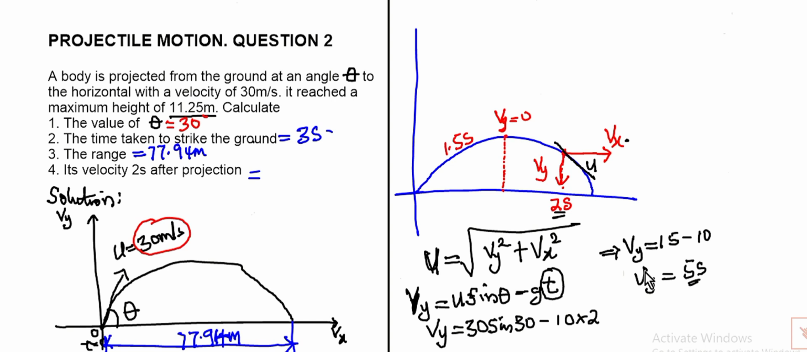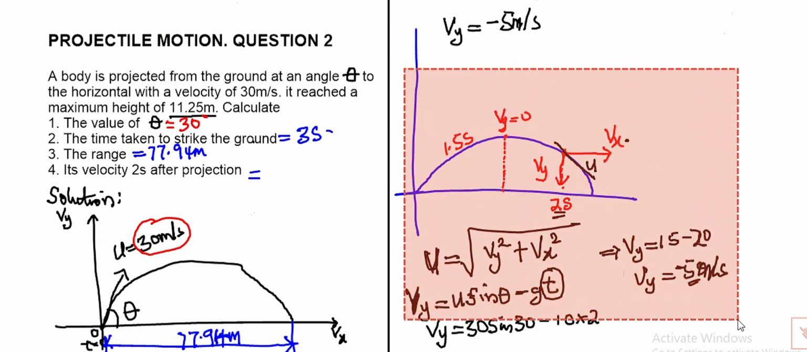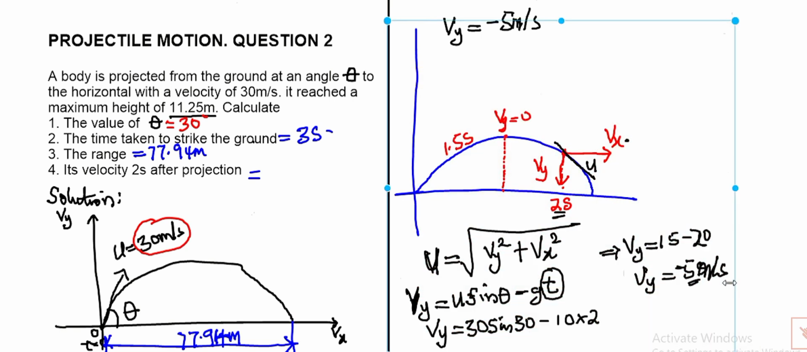So Vy is going to be 5. And remember, this is actually 20, and this is going to be minus 5. No, that shouldn't be seconds, this is meters per second. All right, so I've gotten my Vy. So my Vy is going to be minus 5 meters per second. So I'm going to look for the horizontal component of the speed.